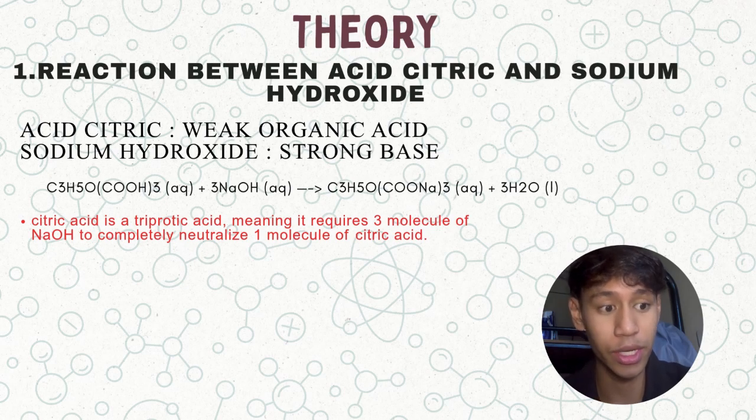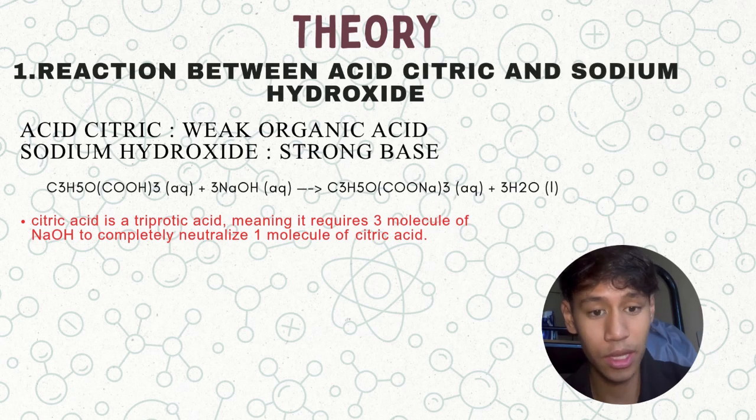So the balanced equation is C3H5O(COOH)3 aqueous, reacts with 3 NaOH aqueous, which results in C3H5O(COONa)3 aqueous and 3 H2O liquid. Citric acid is a triprotic acid, meaning it requires 3 molecules of NaOH, which is sodium hydroxide, to completely neutralize 1 molecule of citric acid.